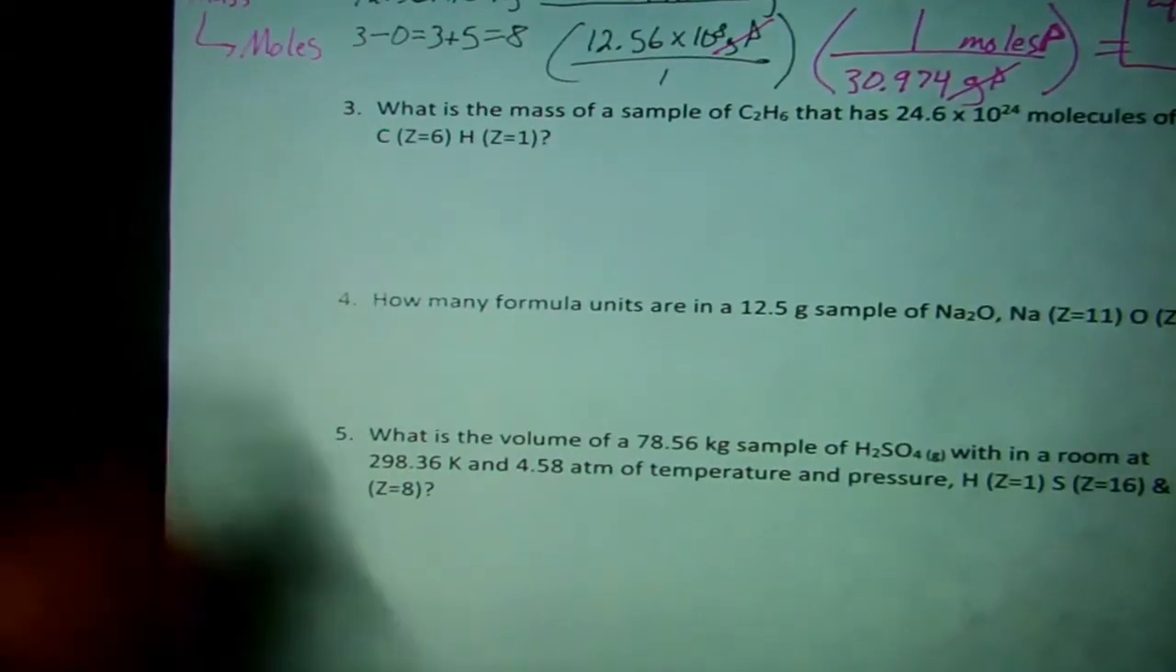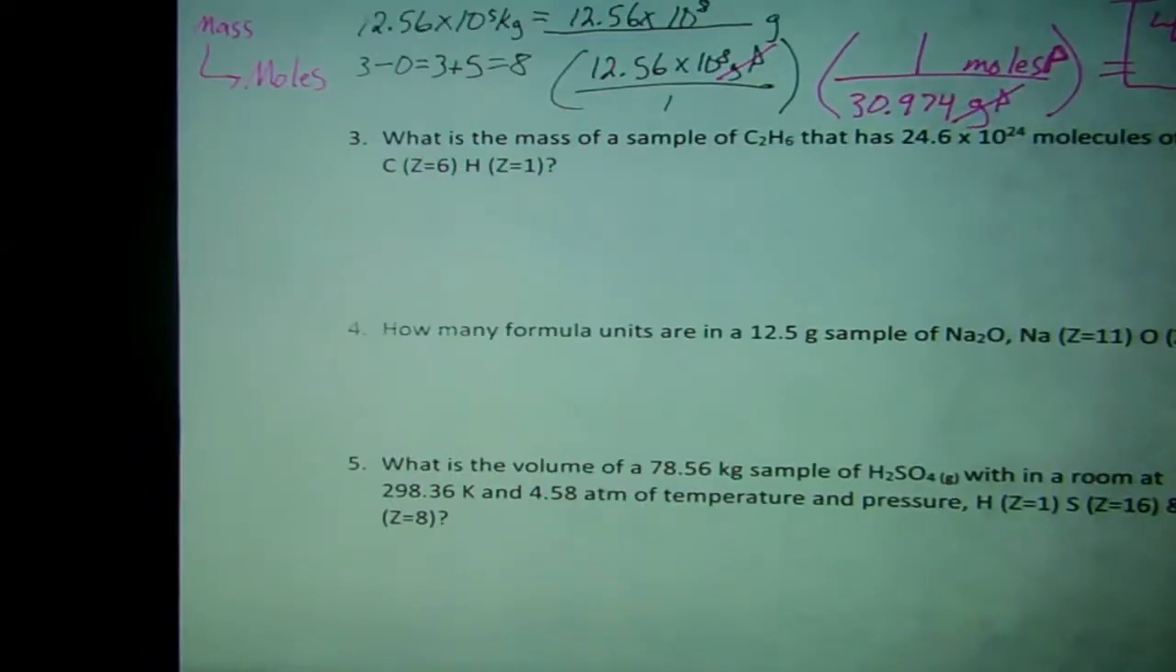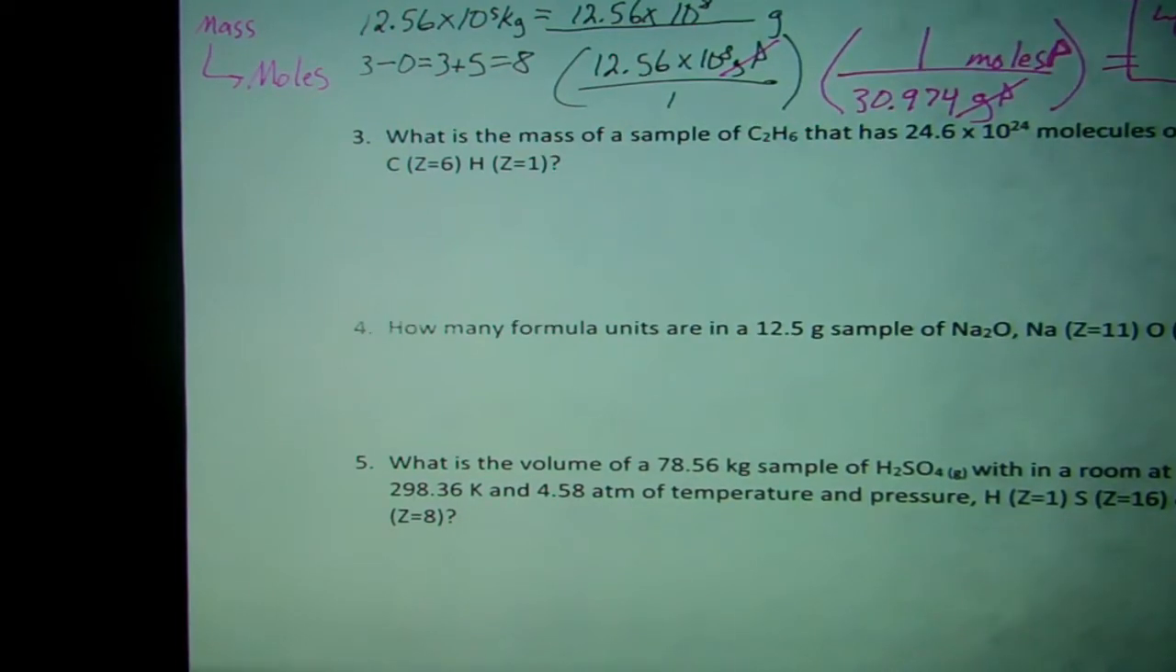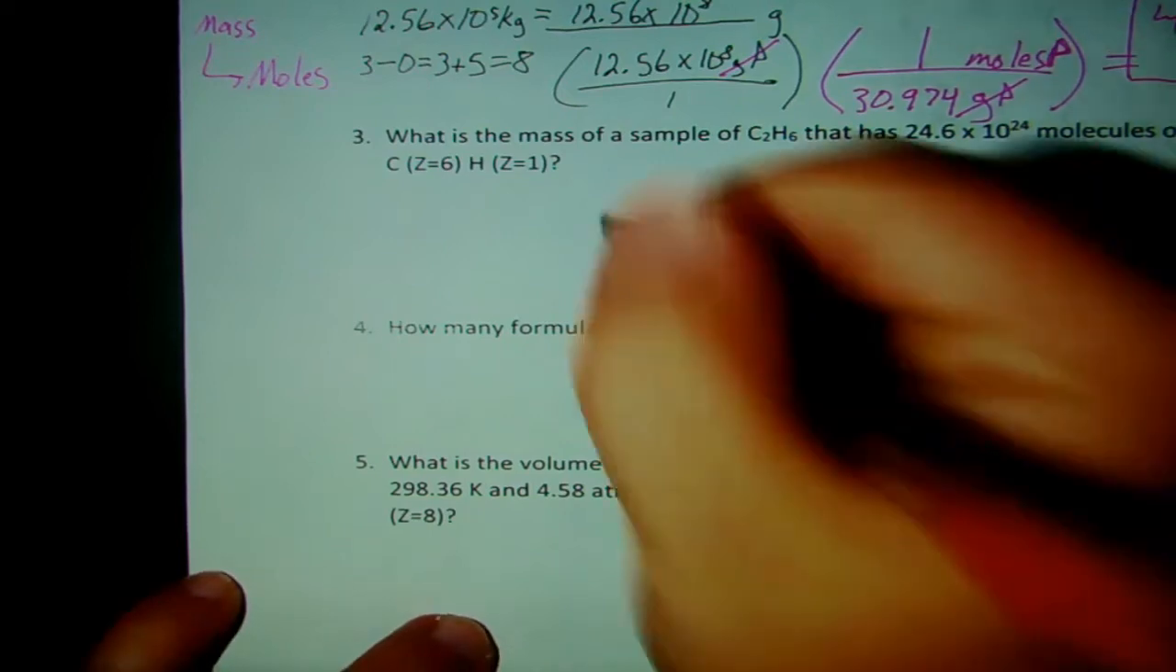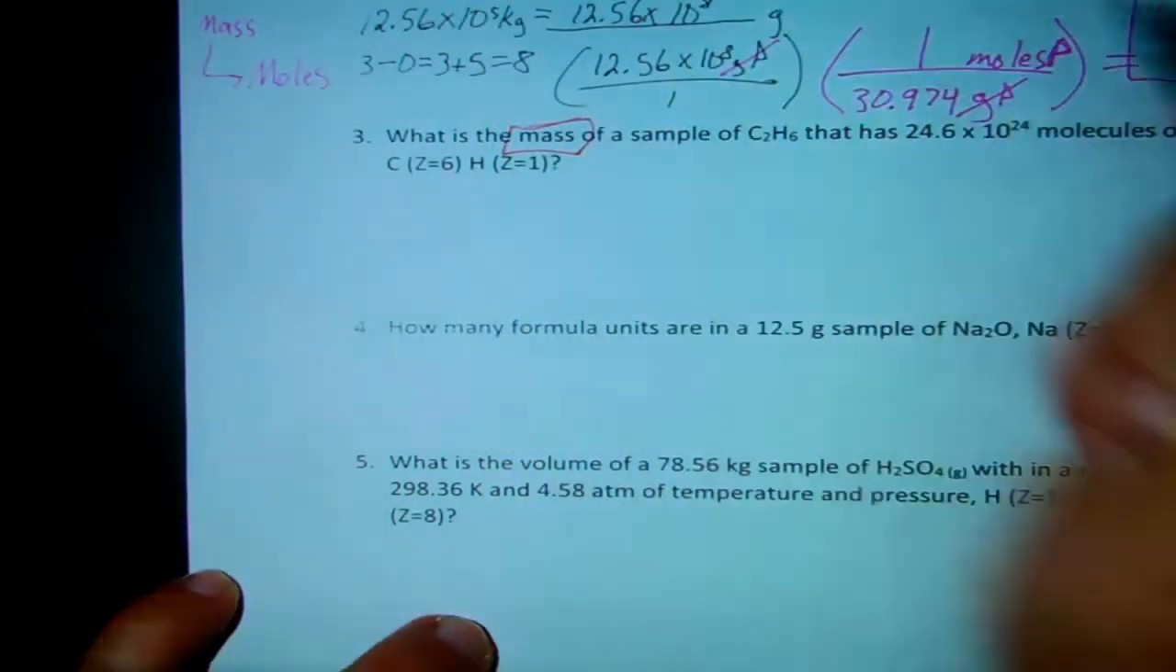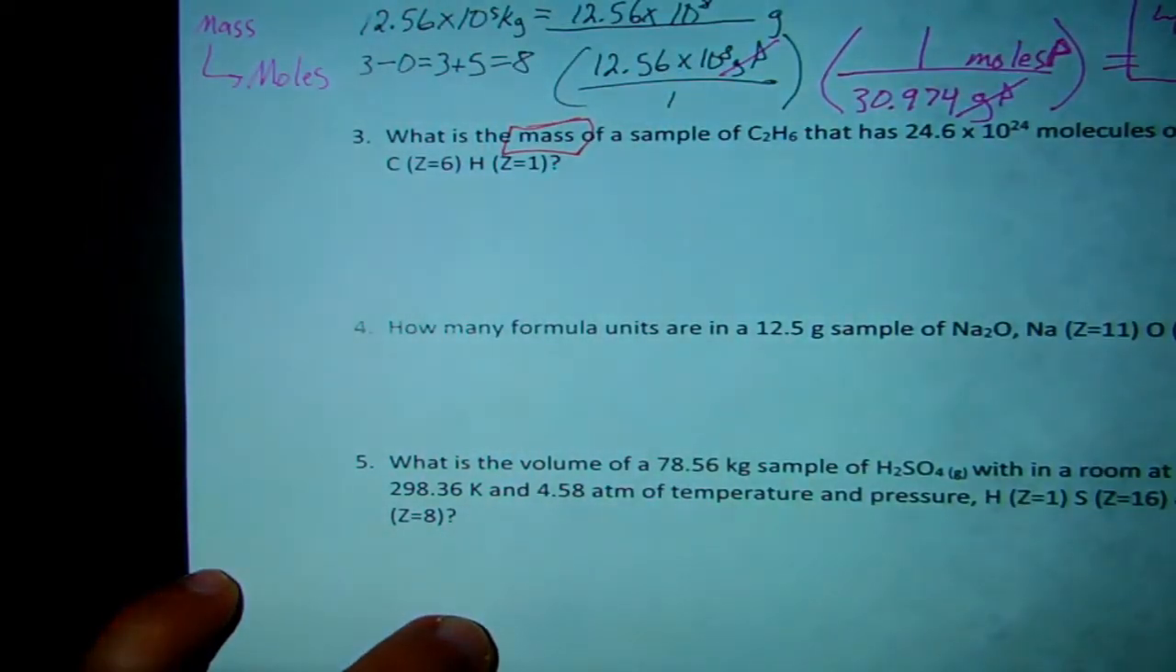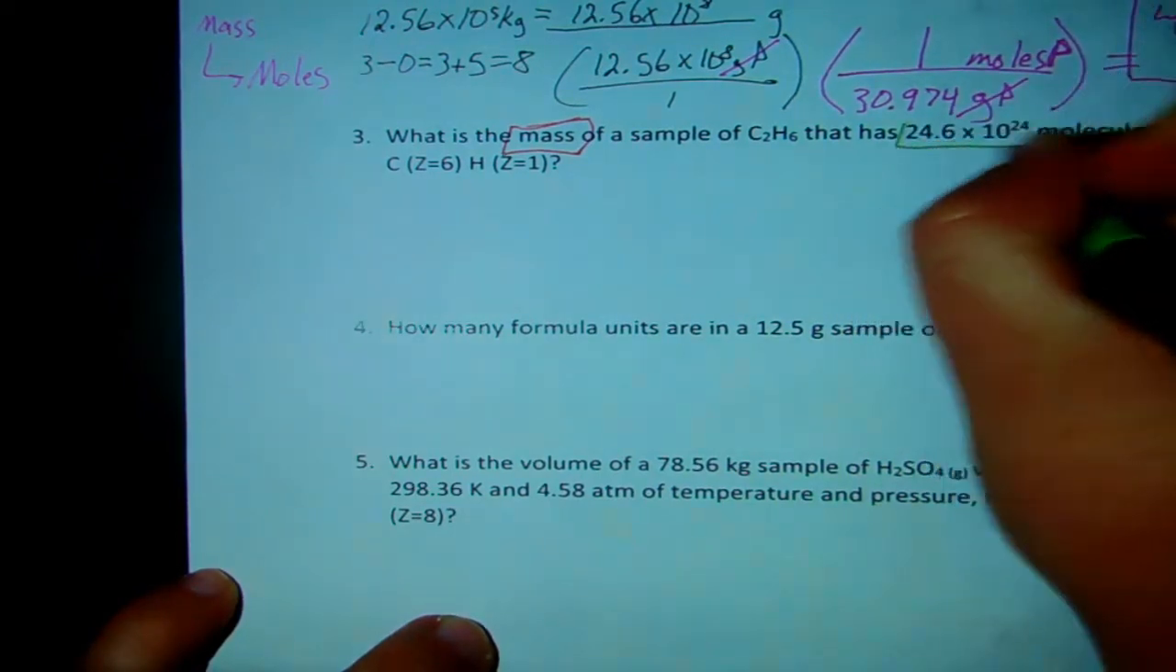Now this second part here, number 3, is going to kick it up a little bit of a notch, okay? In this case, what is the mass of a sample of C2H6 that has 24.6 times 10 to the 24 molecules of C2H6? Mark your end point. We're looking for mass. Mark your starting point. We're dealing with molecules.